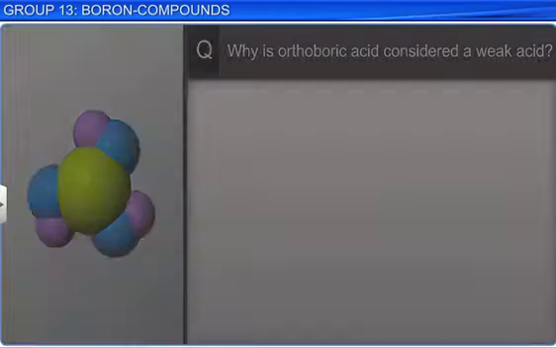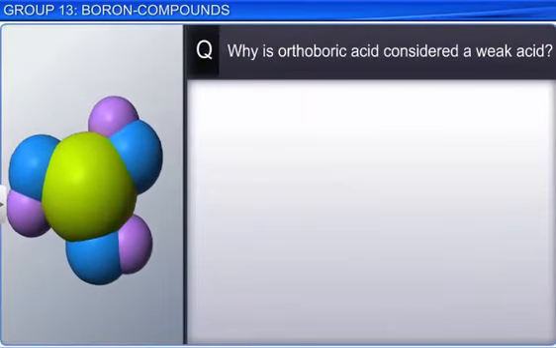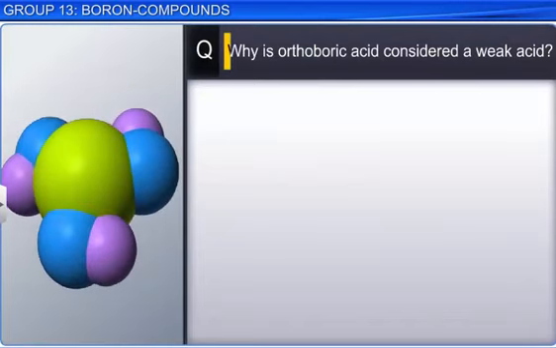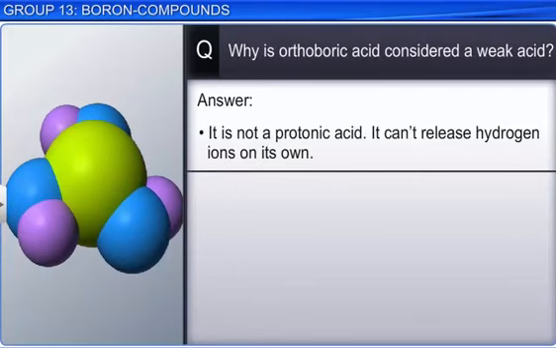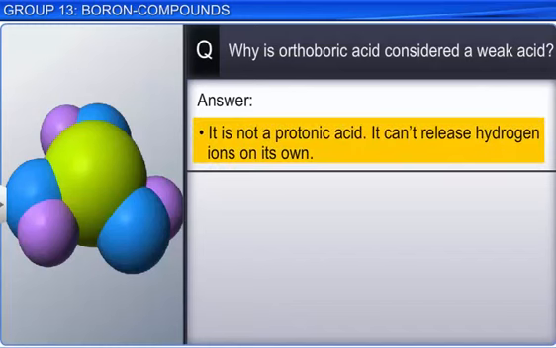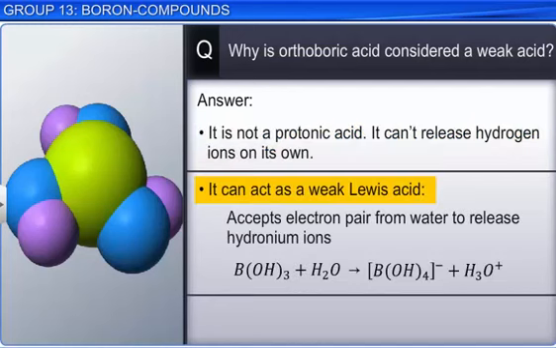Try to answer this question independently before proceeding. Why is orthoboric acid a weak acid? Answer. One definition of an acid is its ability to release hydrogen ions. Orthoboric acid is not a protonic acid and doesn't release hydrogen ions on its own. It acts as a weak Lewis acid. As shown in the reaction, it can accept an electron pair from water to complete its own octet, thereby releasing the hydronium ion.